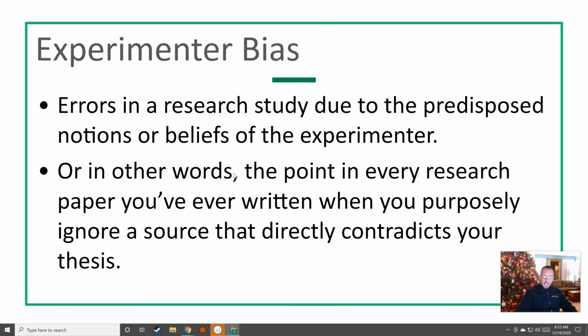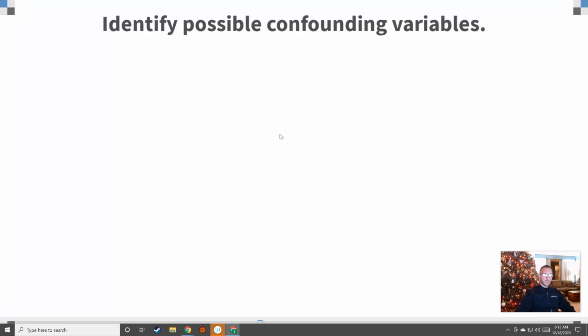Experimenter bias is any error in your research study due to the predisposed notions or beliefs of the experimenter. So if you point your research in a certain way, that's experimenter bias and would be something that would obviously cloud the results. Okay, that is our rip-roaring good time through experimental research.